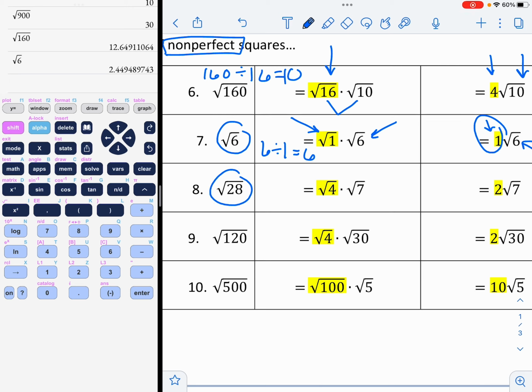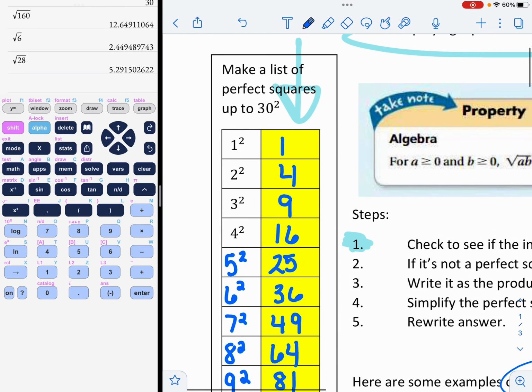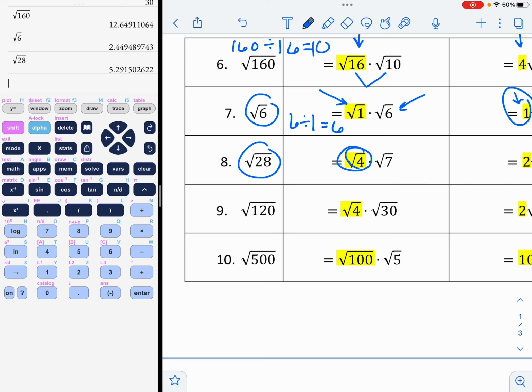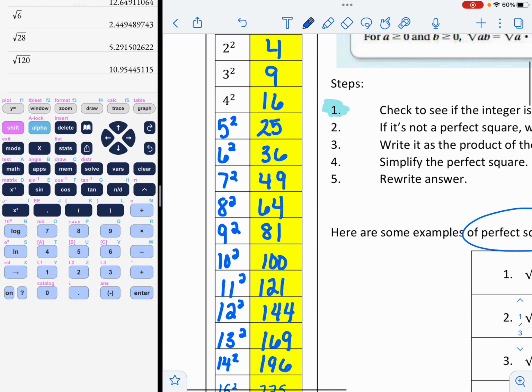So 28 is not on the list. Look at the calculator, how icky it is. It's an irrational answer. So the first number on my list over here in yellow that goes into 28 is a 4, okay? So it would be 4 times whatever 28 divided by 4 is. I noticed that 28 divides by 4, and I got a 7. Well, the square root of 4 becomes a 2, and the 7 stays trapped. This continues to happen. So if you're presented with 120, the square root of 120 doesn't work. The biggest thing on this list that goes into 120 is a 4.